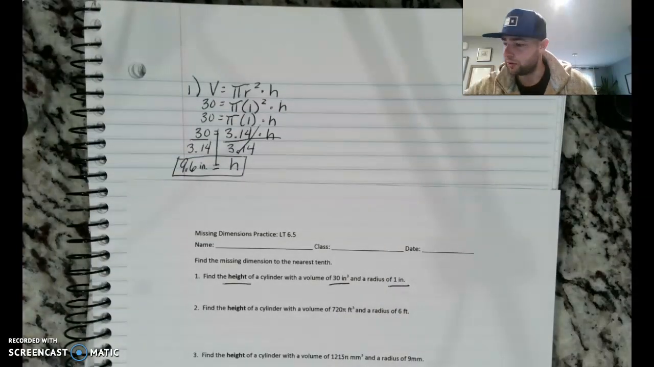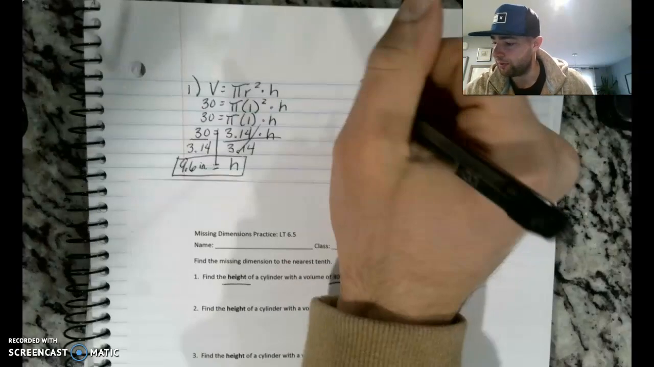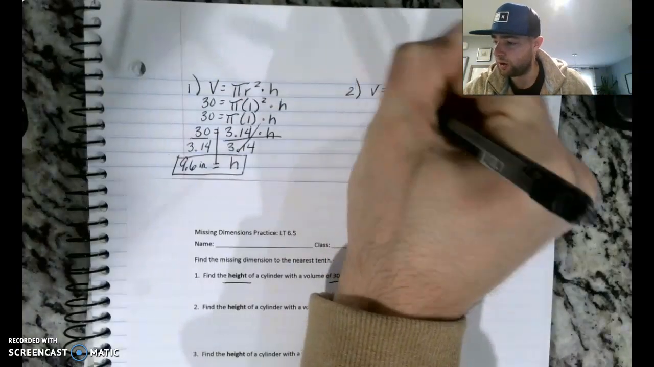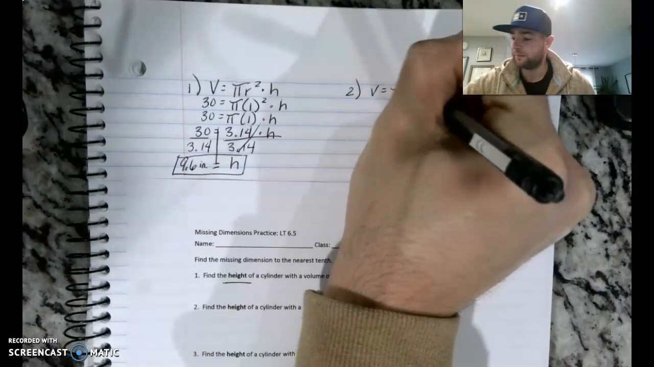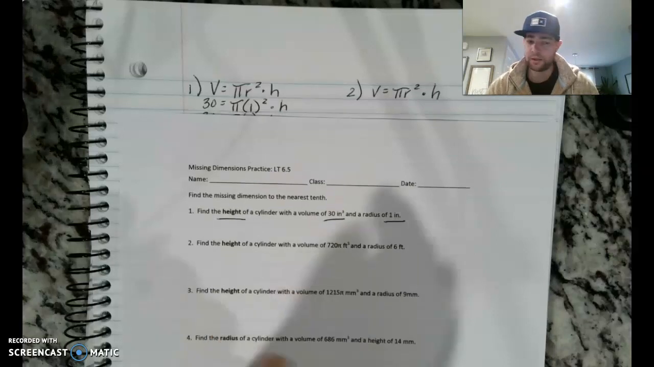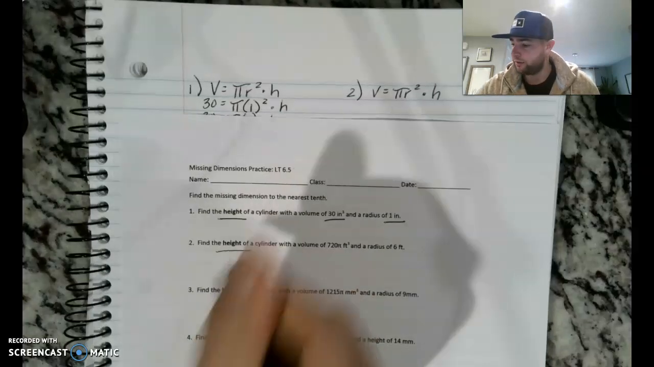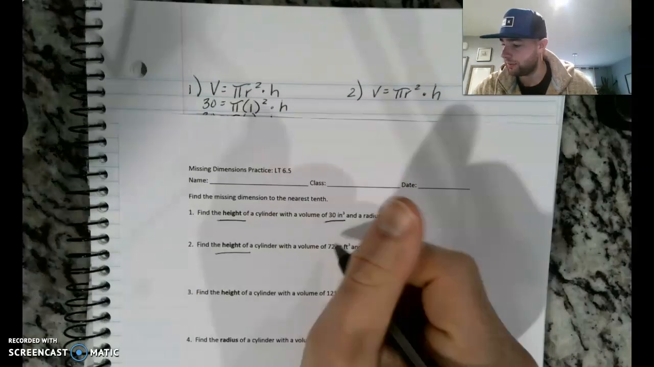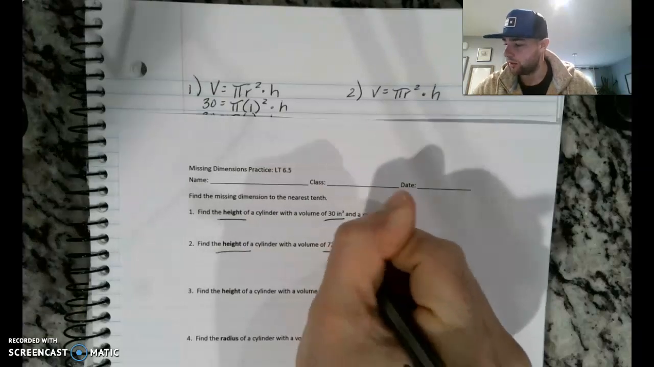Moving on to number 2, again I'm starting with my formula, volume equals pi r squared times height. And looking at number 2, it says find the height. Again, I'm looking for the height, it's in bold. When we have a volume of 720 pi and a radius of 6 feet.